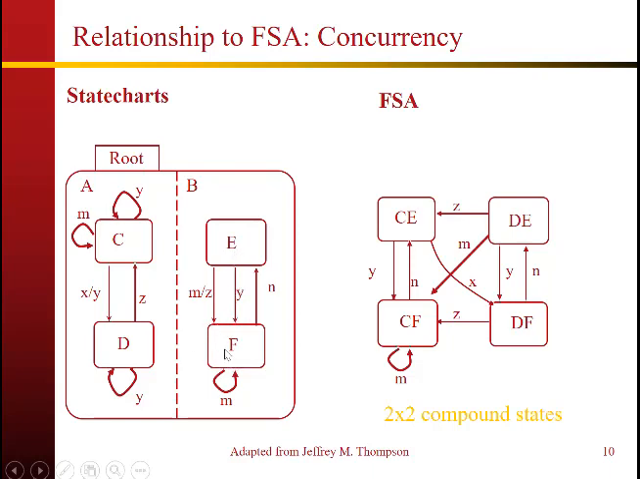Now, if you're already in F, so suppose you're in C and F and you get an X event. Again, C is going to transition to D, but the X is going to cause a Y, but a Y doesn't do anything over here, so it's going to stay in F. So you will essentially move from CF to DF.